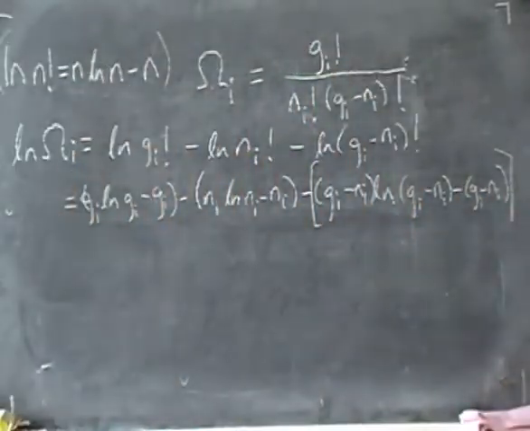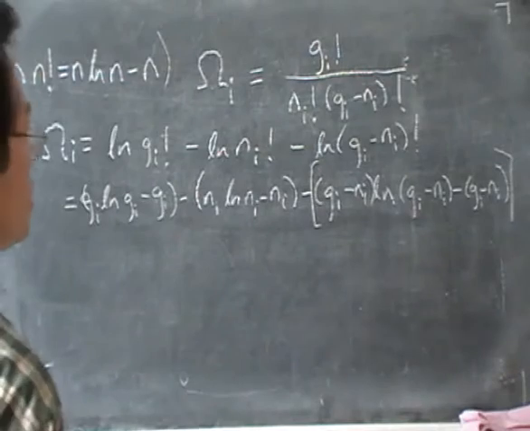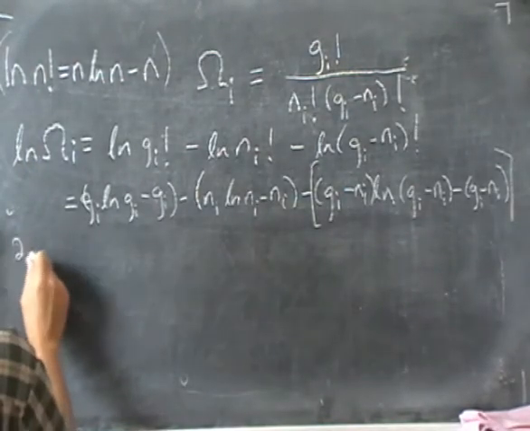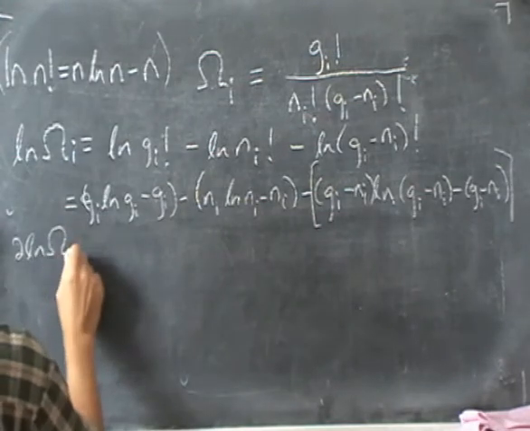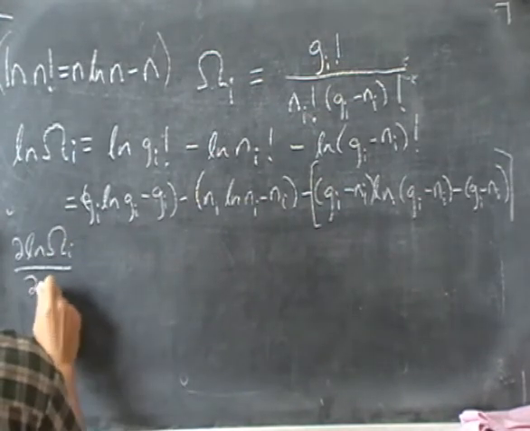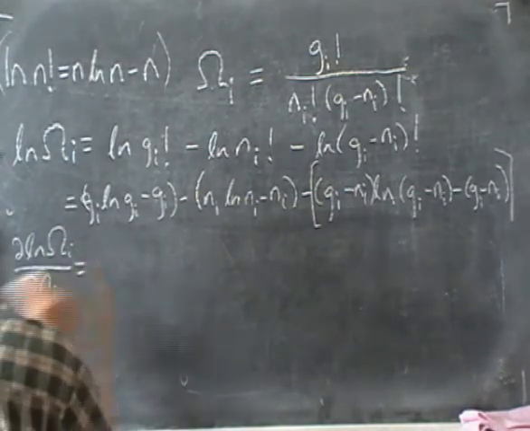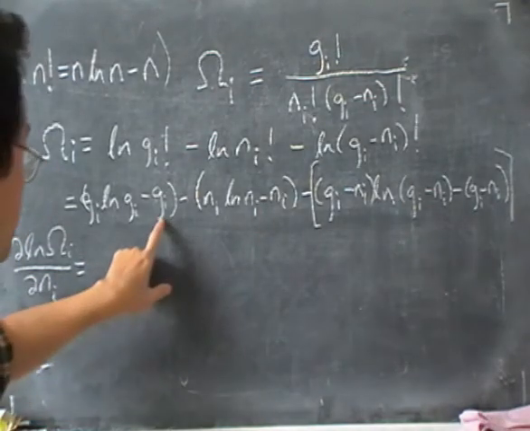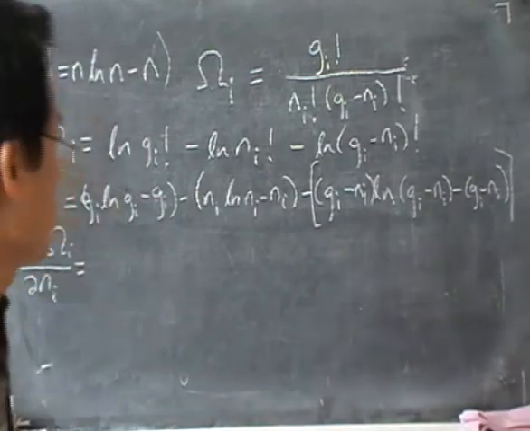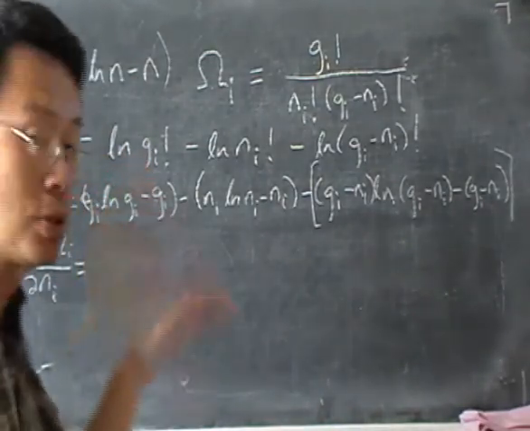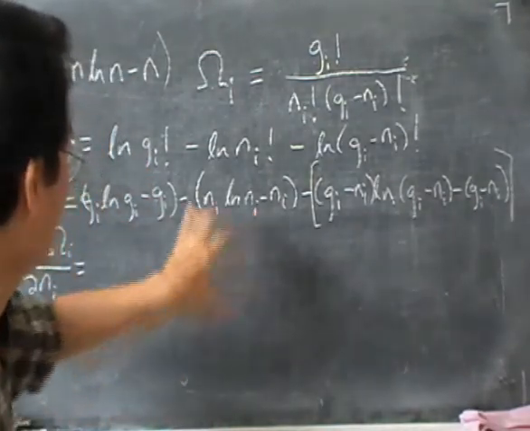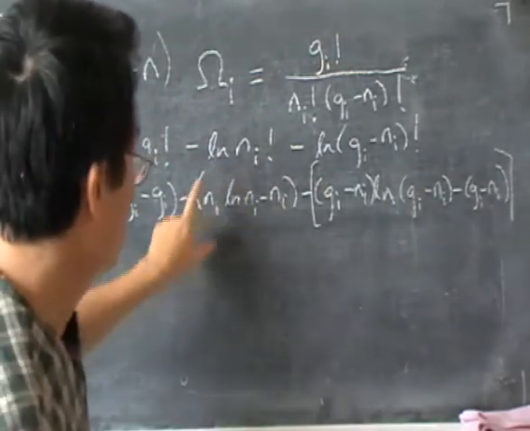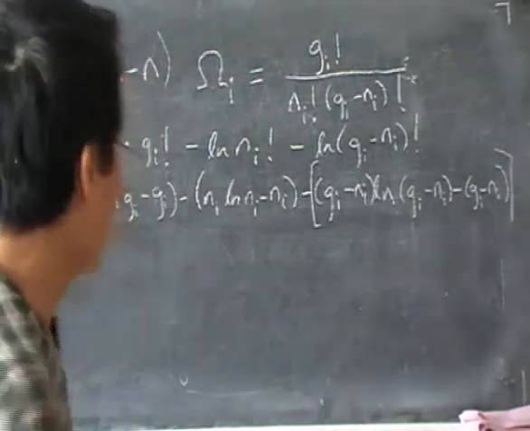That's what it looks like. Now, you're ready to differentiate d log omega by d n_i. Okay, so g_i is the number of states, which is constant with respect to n_i. So this differentiates to zero. So next we differentiate this. This is hopefully by now familiar.